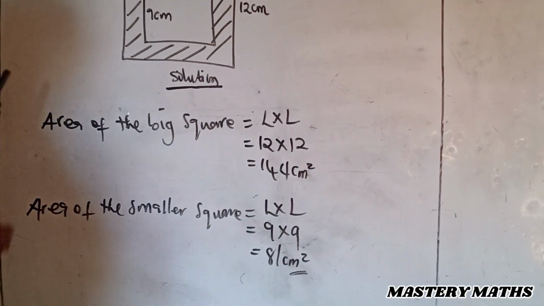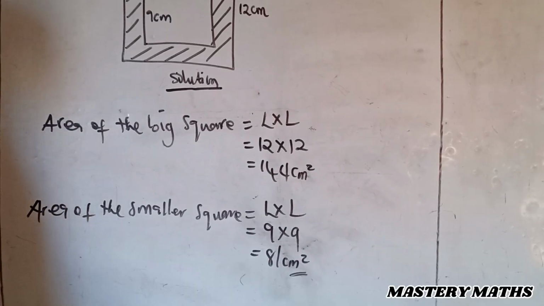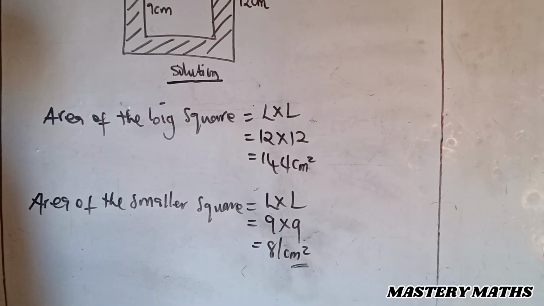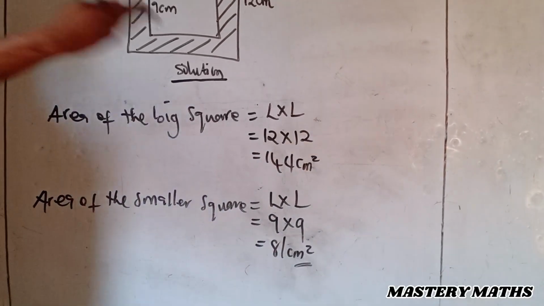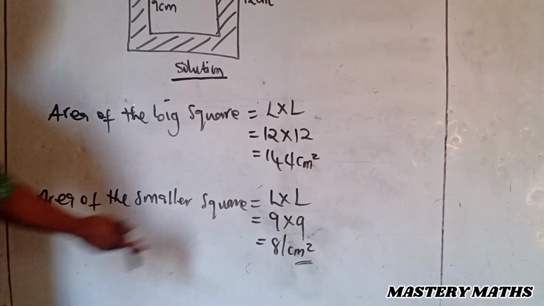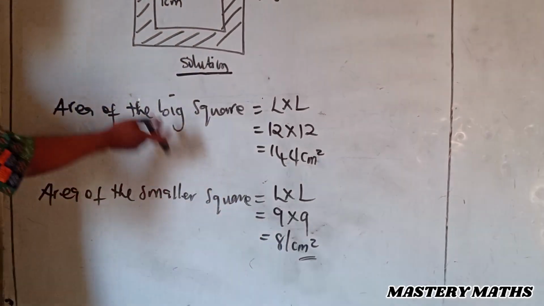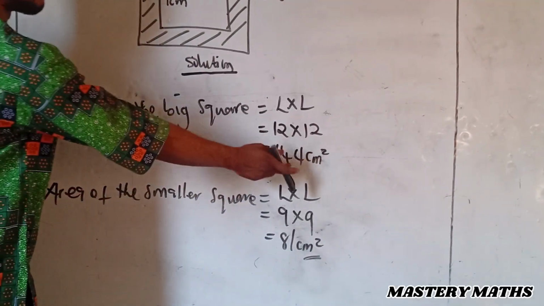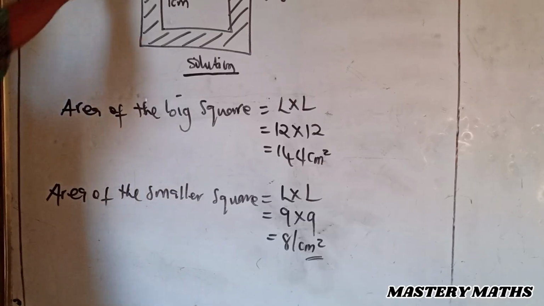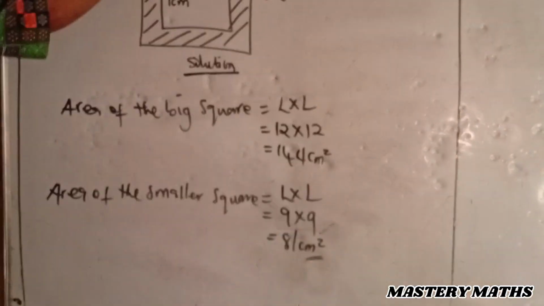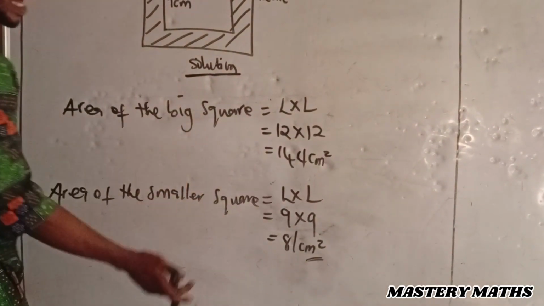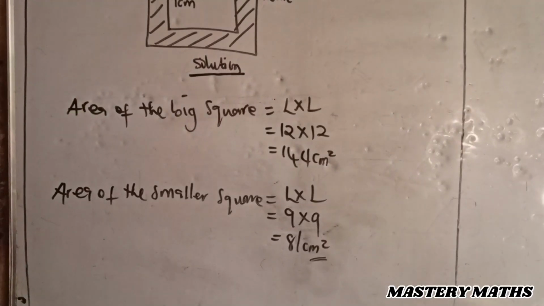Now, since we've gotten the area of the big square and the area of the smaller square, in order to look for the fraction, this is what you do. They said look for the fraction of it. So it will be 81, which is the smaller one, over 144, which is the bigger one. Remember, what fraction? So it will be the smaller over the big one.